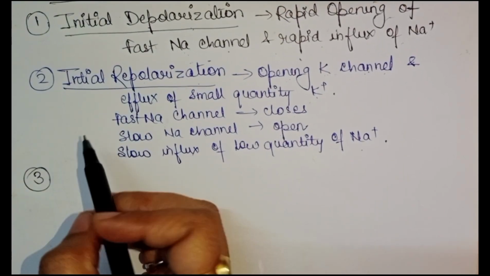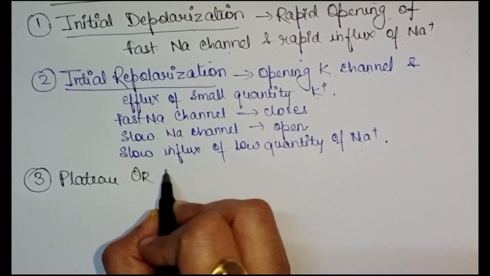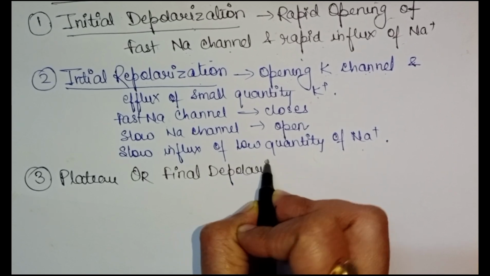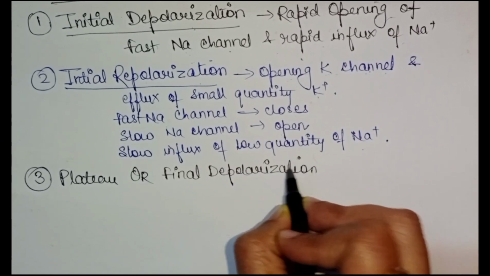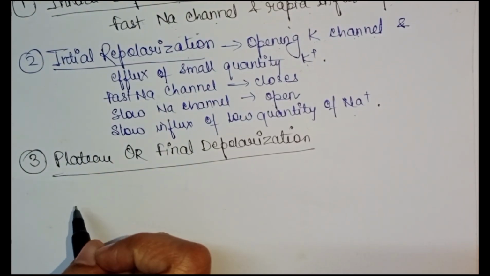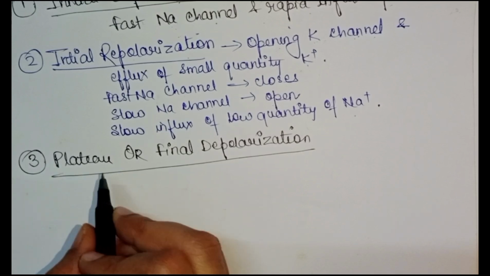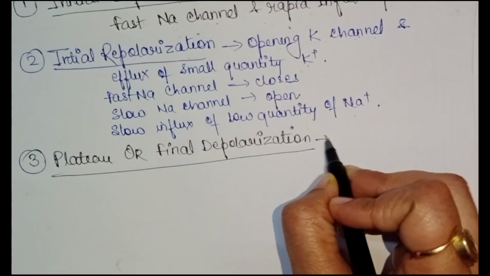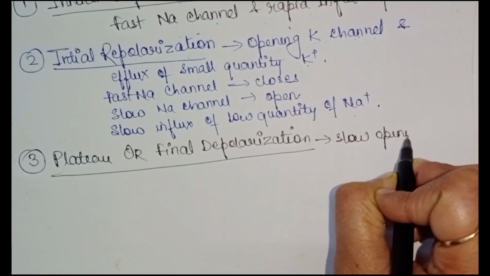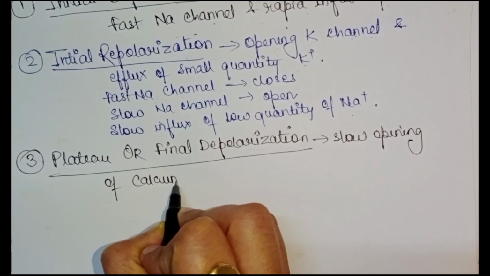As a result, there is a slow influx of low quantity of sodium ion. Coming to the next phase, the plateau or final depolarization. Plateau or final depolarization happens due to slow opening of calcium channel.